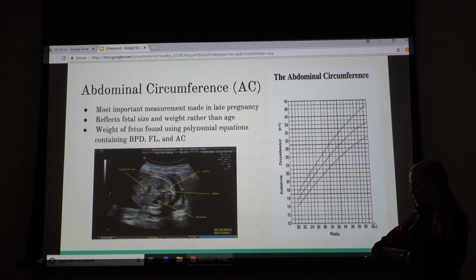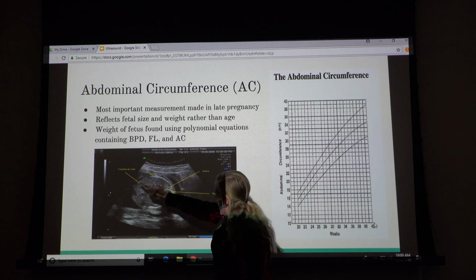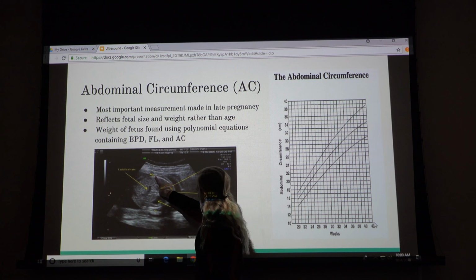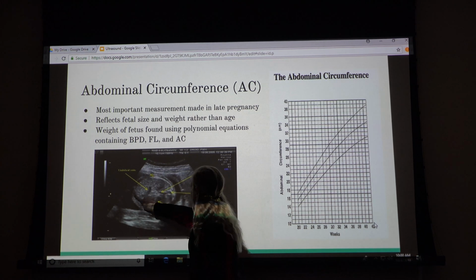So to orient you to what you're looking at, if you were to draw a line across your abdomen and pretty much cut yourself in half and you were looking inside, that's what you're seeing here. So this is the baby's abdomen in a cross-section view. So this faint yellow line going around is the abdominal circumference.